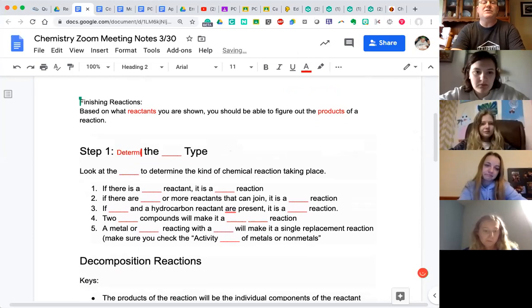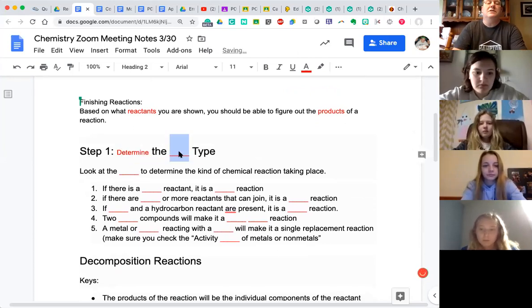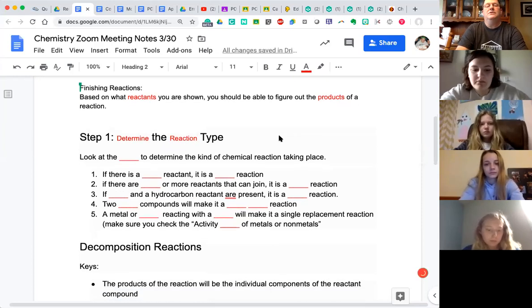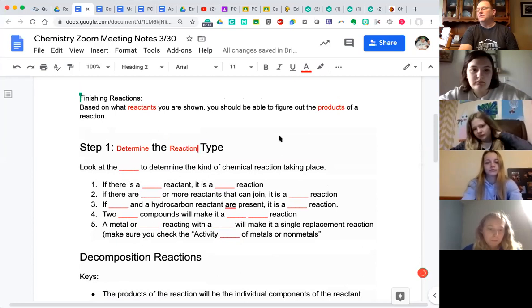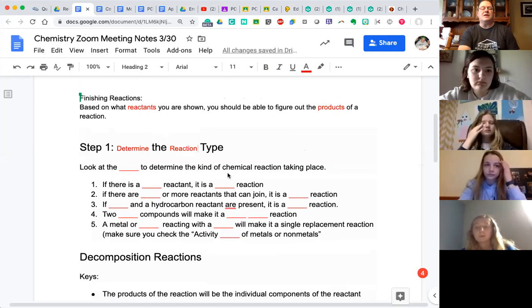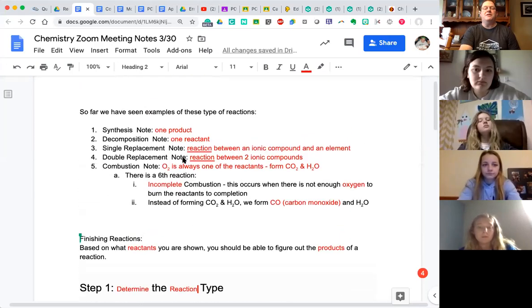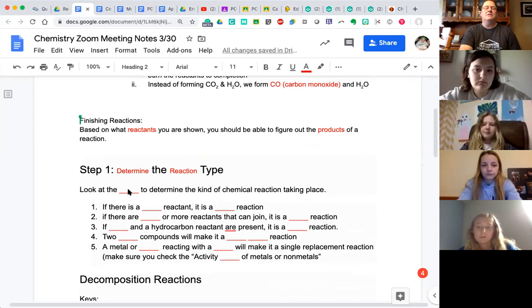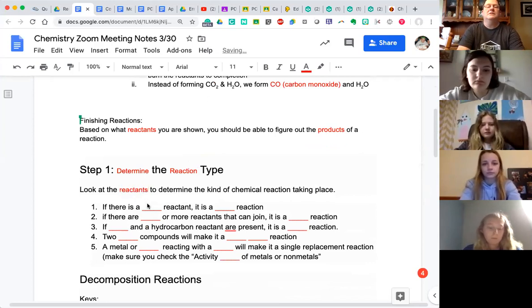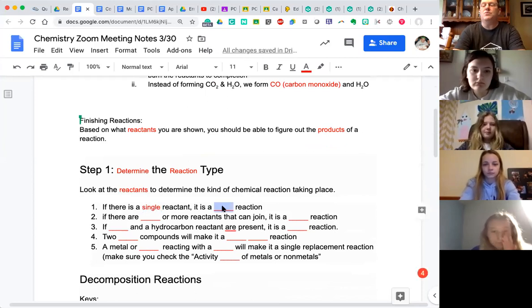But we have to, first of all, determine the reaction type. You have to tell which one of the six it is first before you can do anything else. So this kind of goes along with what we did up here. We have to look at the reactants. And first of all, if there's just one single reactant, then we know it's what type?